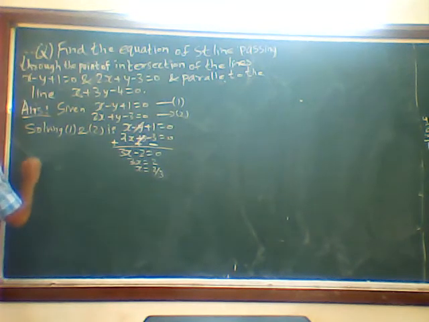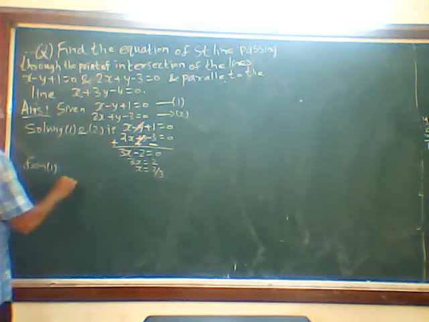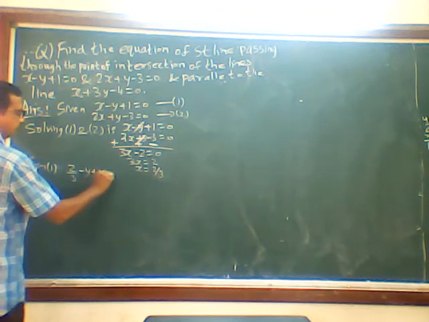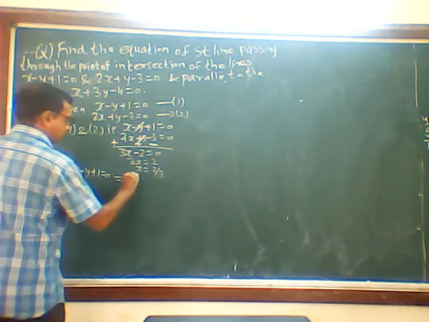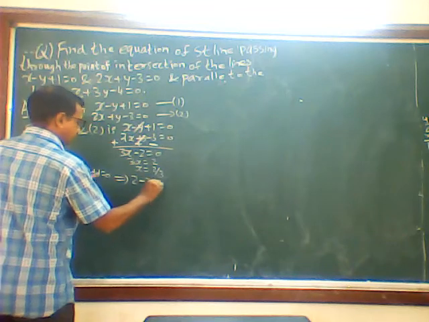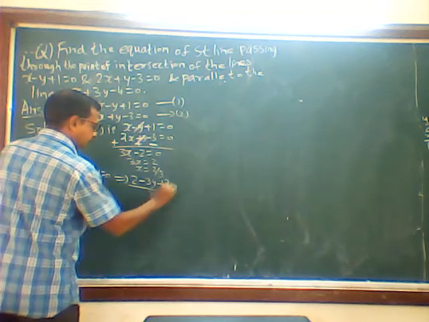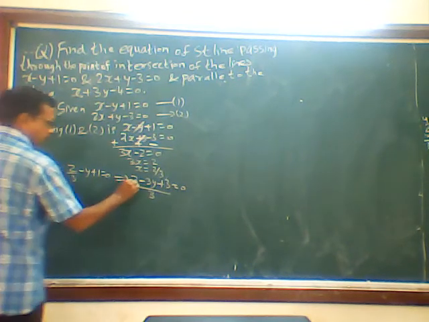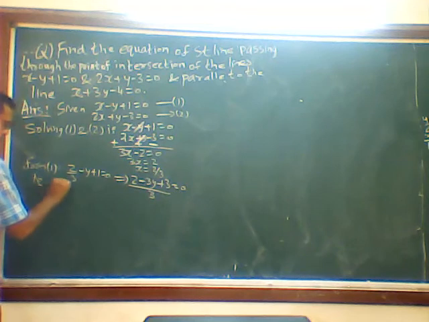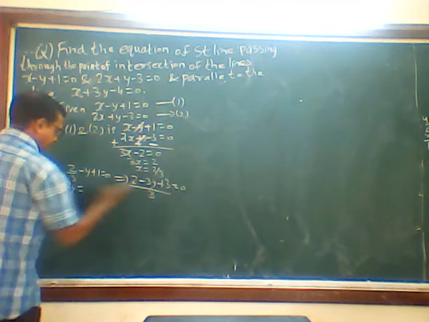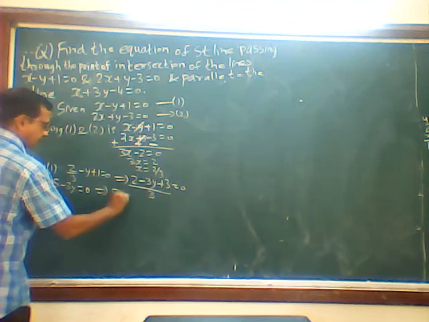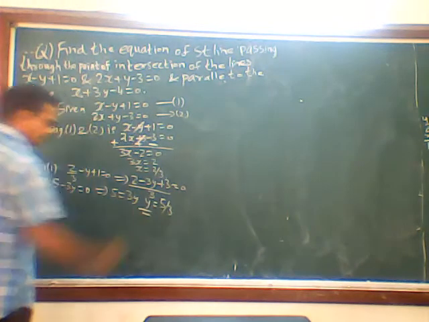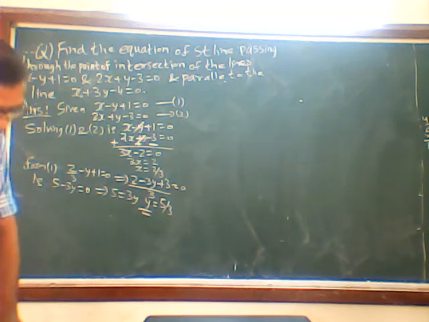So from 1, x is 2 upon 3, minus y plus 1 is equal to 0. That is, LCM 3: 2 minus 3y plus 3, whole thing divided by 3 is equal to 0. 3 will go to 0. Okay, 2 plus 3 is 5, so 5 minus 3y, 3 into 0 is 0. So 5 is equal to 3y. Therefore y is equal to 5 by 3. Okay, I will check it. We are getting a fraction.